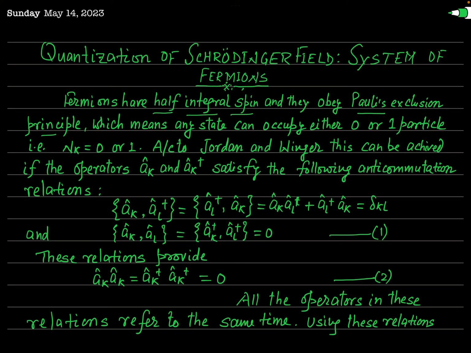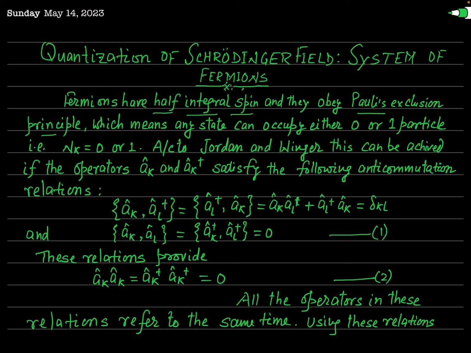So, in fact, if we have to fill up the different quantum states by fermions, that means any quantum state will contain either no fermion or at most one fermion. Never more than one fermion can be in the same quantum state.